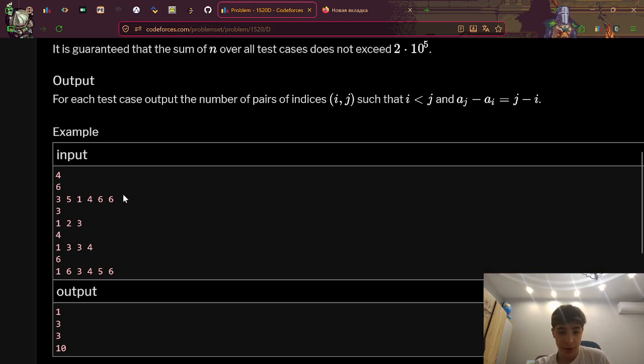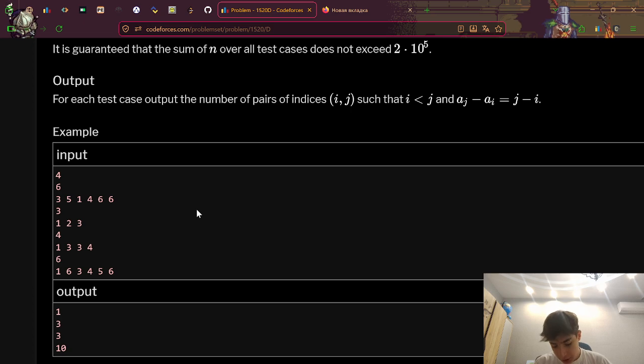Could do hashing, like counting them all. For example, my map is going to be: 3 is 1, 1 is 1, 5 is 1, 4 is 1, and 6 is 2. For example, 6 minus 1, like... holy crap, it's really pretty hard. I mean, I don't have any idea.